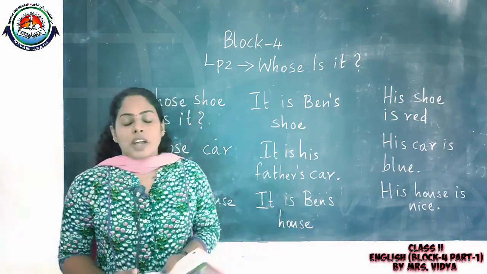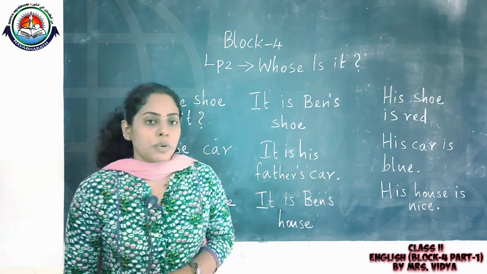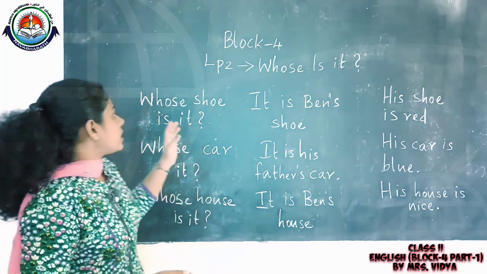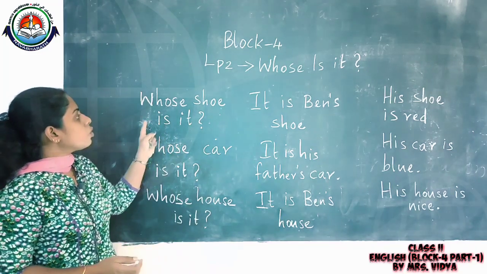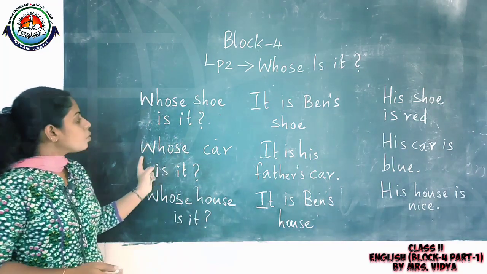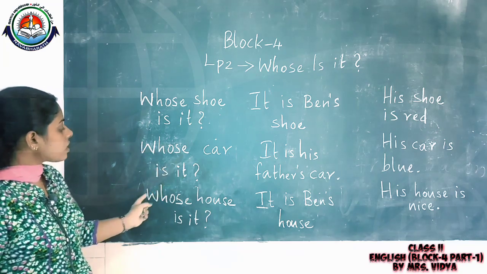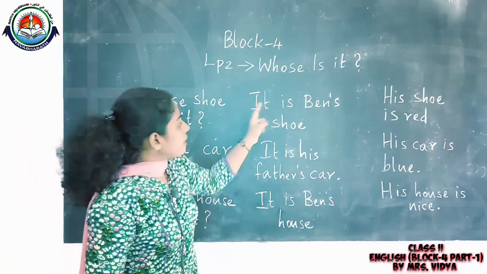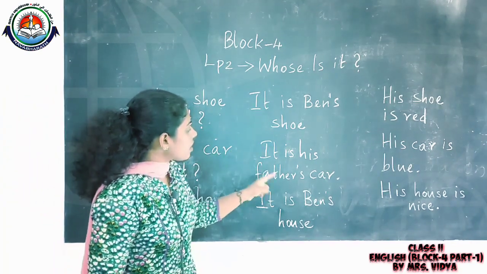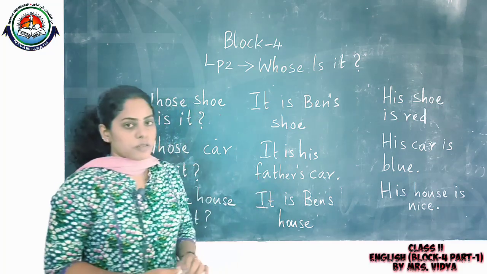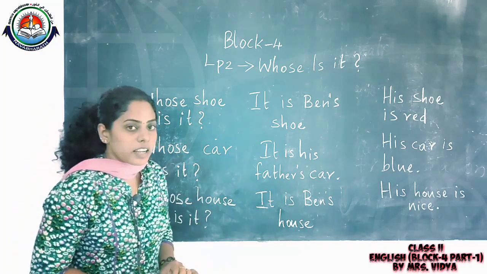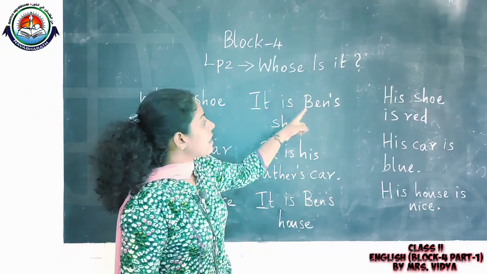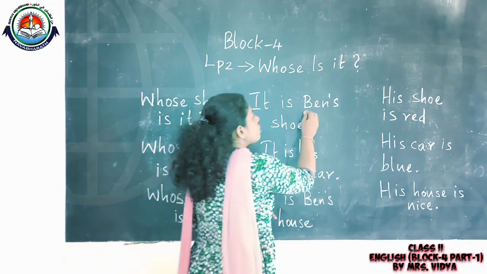Okay, fine. Now children, look at the board. Some questions and some sentences I have written. So look at the board. Whose shoe is it? Whose car is it? Whose house is it? It is Ben's shoe. It is his father's car. It is Ben's house. Did you understand? So whose shoe is it? It is Ben's shoe. Whose shoe? Ben's shoe.